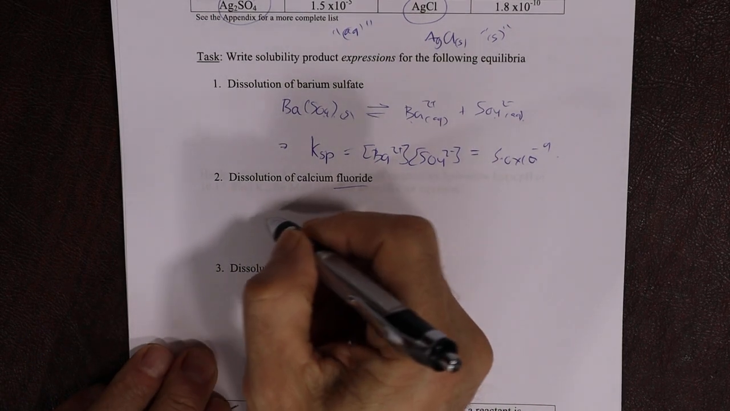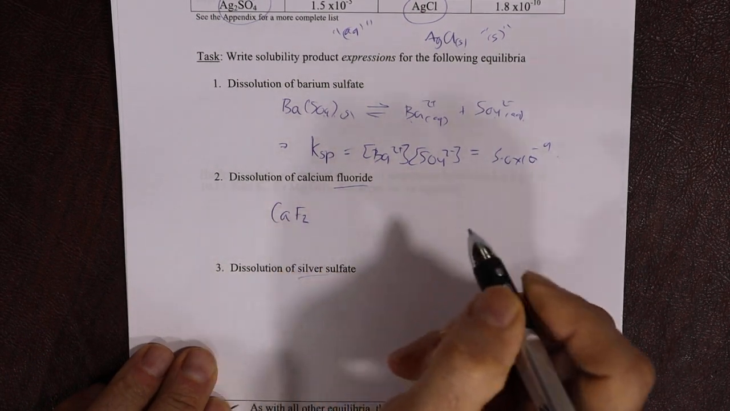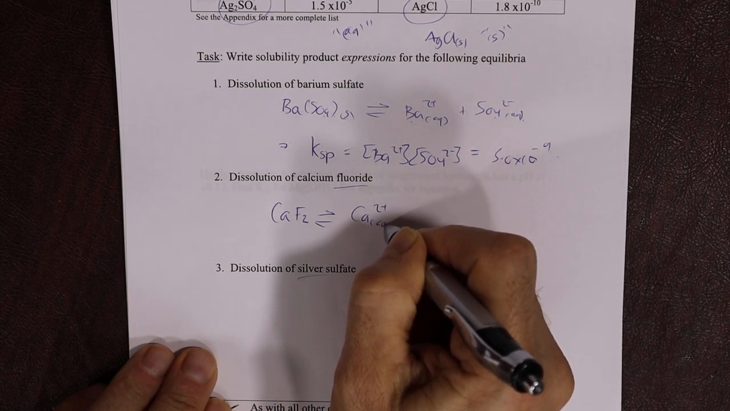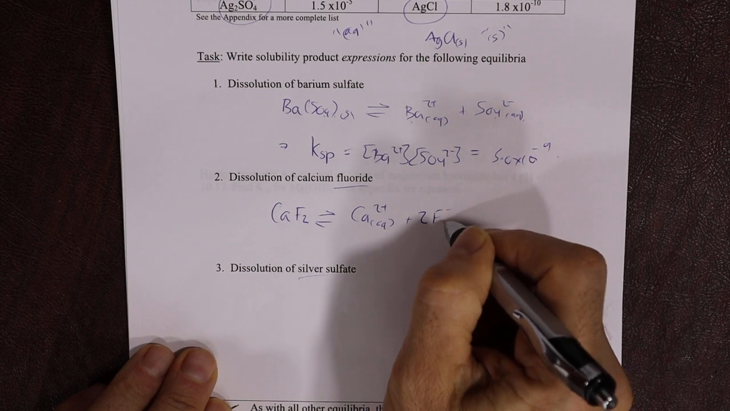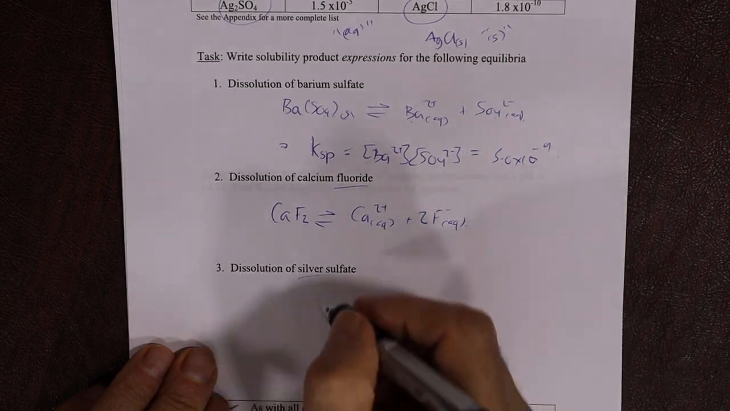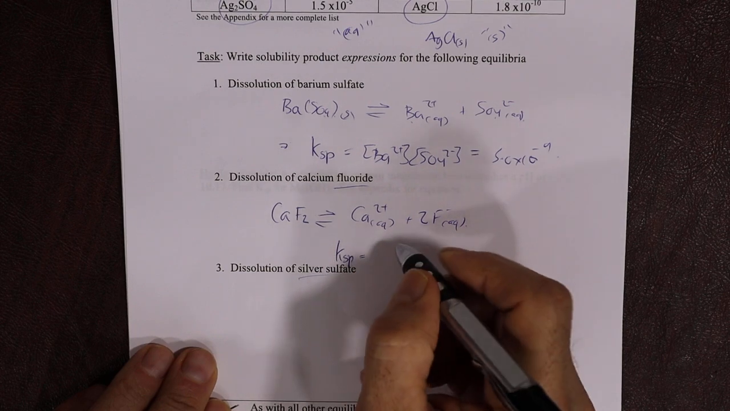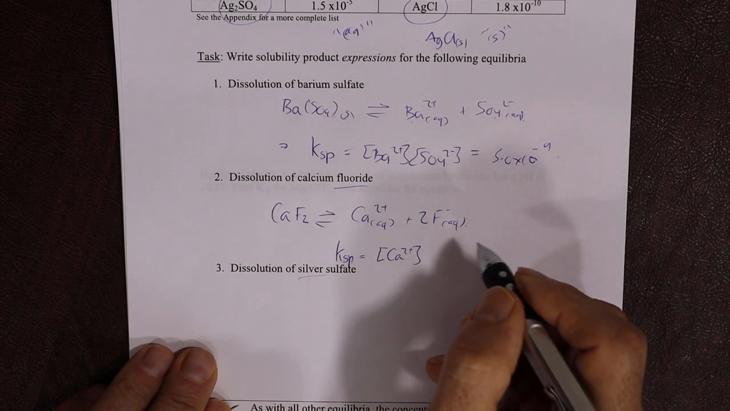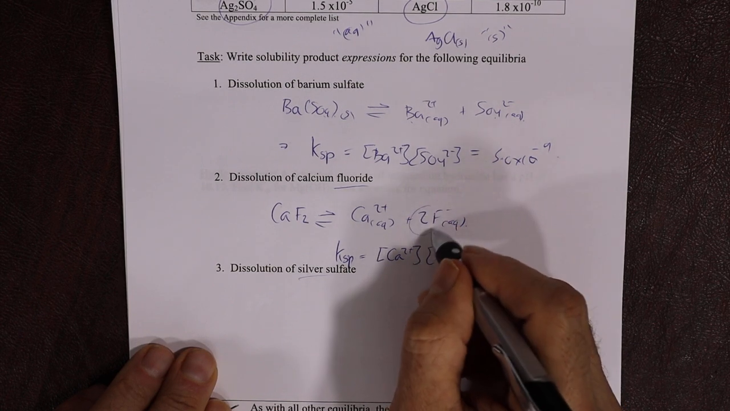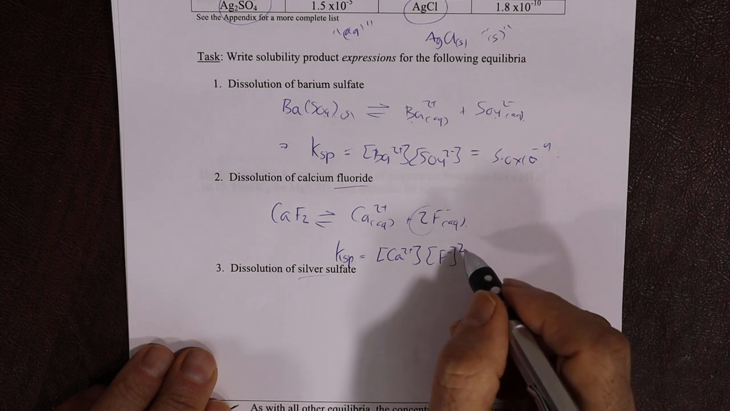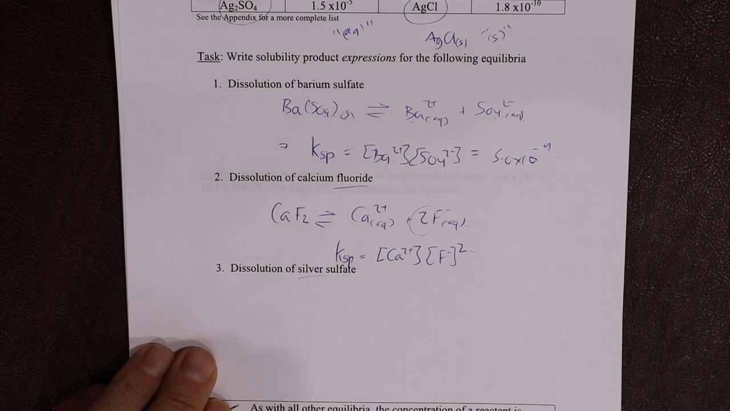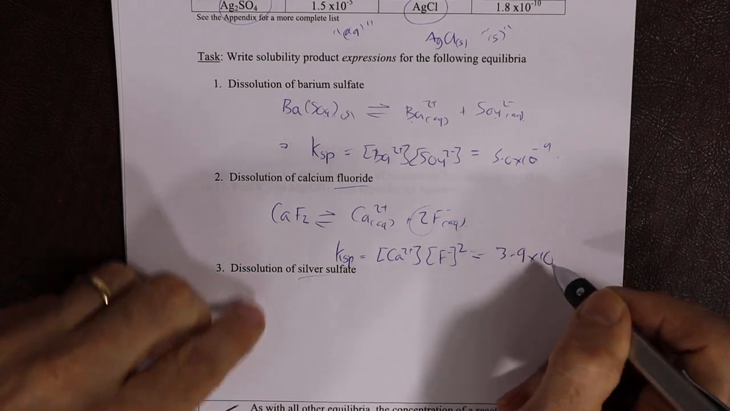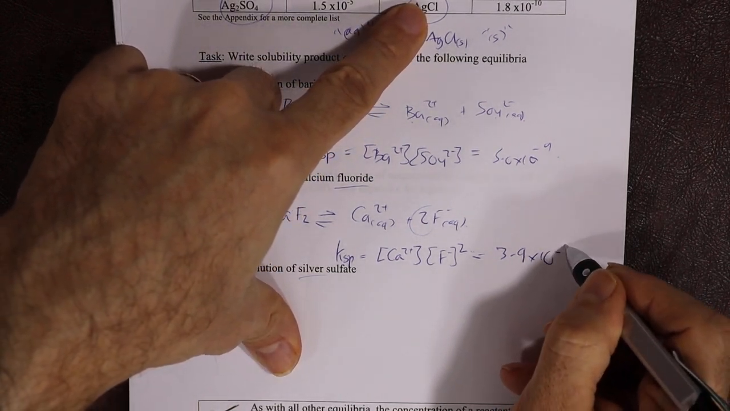All right, next one, calcium fluoride in equilibrium with calcium ions and 2 fluoride ions. Careful, we're going to have that whole power thing. So KSP, products over reactants, forget about the reactant because it's a solid. One of those, same rules apply. Same rules apply. All right, which equals a number, 3.9 times 10 to the minus 11.